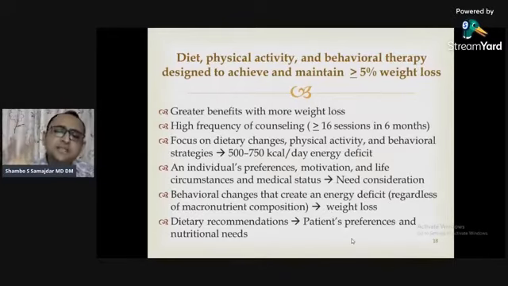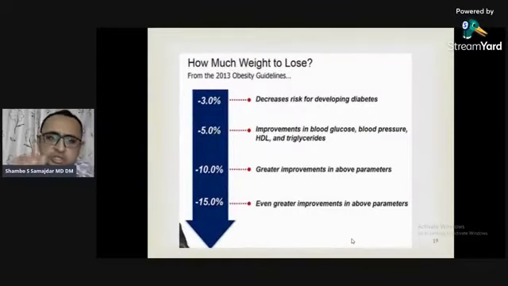What is important is that we should be very individualized to the patient's preference, motivation level, life circumstances, and other medical status also. All these should be taken care of, and the dietary recommendation should be patient specific. This is from the 2022 obesity guideline. There, if we can reduce weight by 3%, there is a decreased risk of developing diabetes.